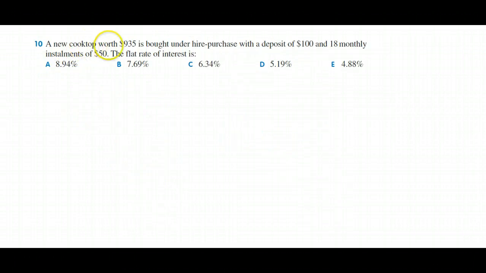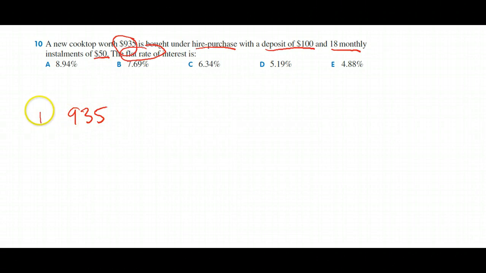Okay, in question 10 it says a new cooktop that's worth $935 is bought under hire purchase with a deposit of $100 and 18 monthly installments of $50, and we need to find the flat rate of interest. Before we can work out the flat rate of interest, let's ask how much we are actually paying for this cooktop. The upfront price was $935, but because we're not paying for it up front, we have to pay a bit extra on top of that.